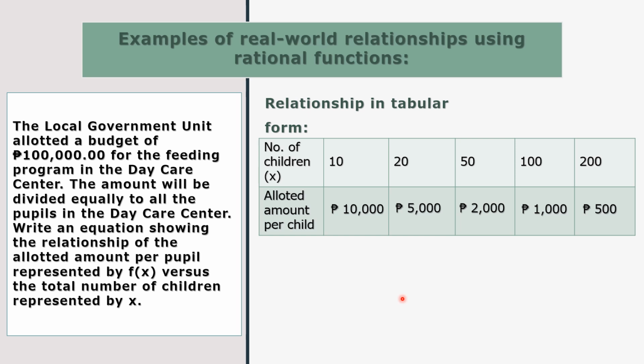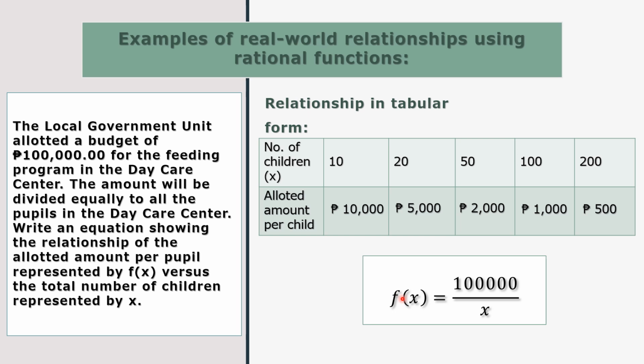Now based on the results from the table, we can come up with the function that will represent the problem. So we have the function f of x equals the allotted budget, which is 100,000 pesos, divided by x, the number of children.